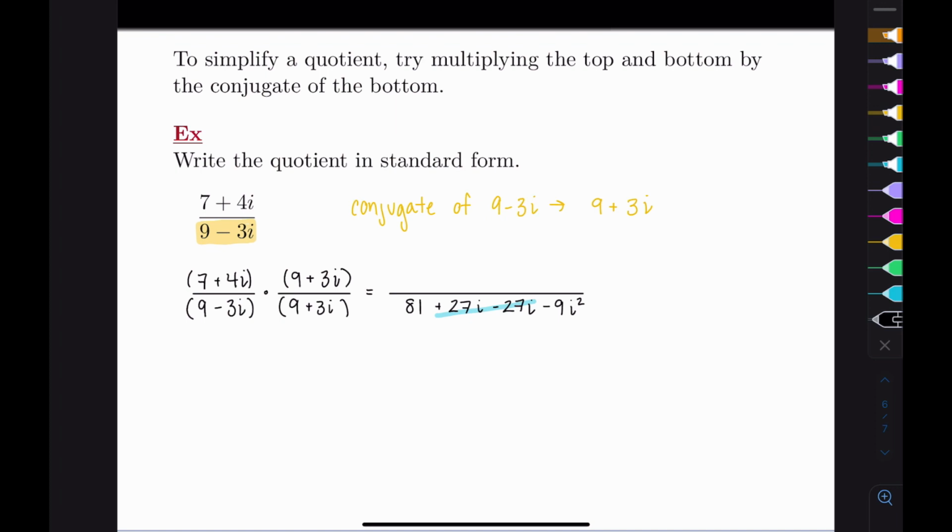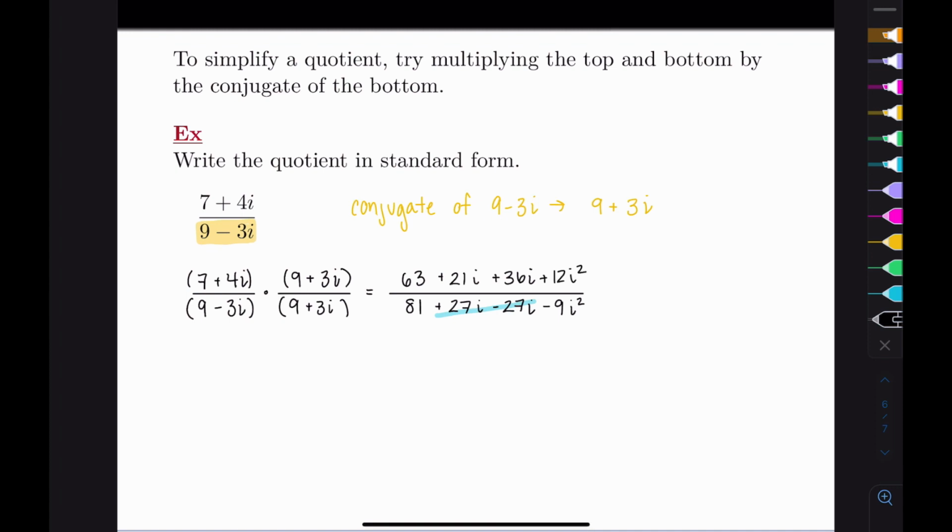Okay. Now, unfortunately, in the top, the same is not going to be true. So if we do 9 times 7, that gives us 63. 7 times 3i gives us 21i. 9 times 4i is 36i. And then last but not least, 4i times 3i gives us 12i squared.